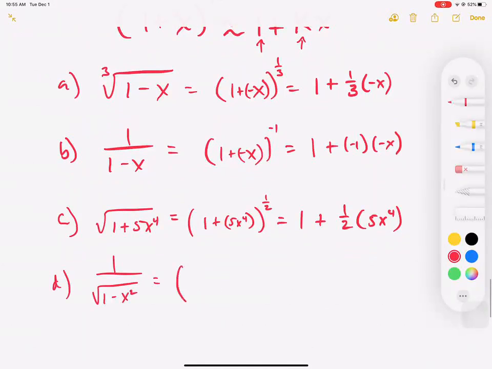Okay, we have to write it like the model. The model is negative 1/2. Careful about that. The model is negative 1/2. Now, what are you going to write inside that parentheses? Okay, 1 plus negative x squared. You guys cool with that? That's your model.